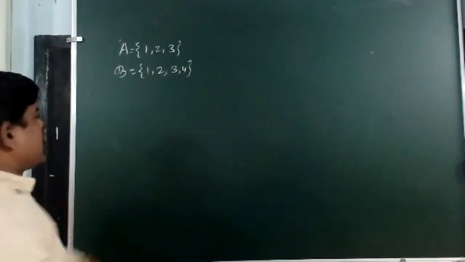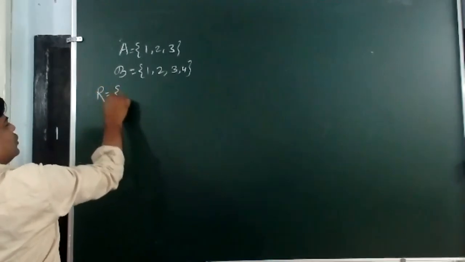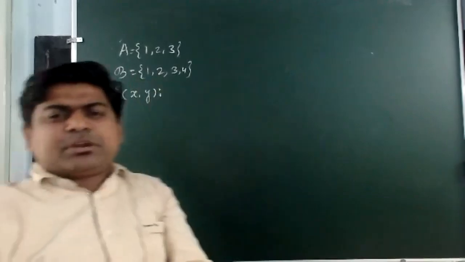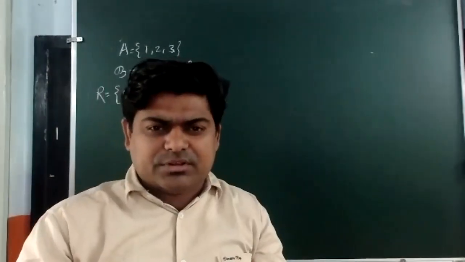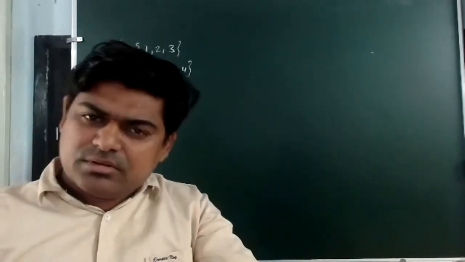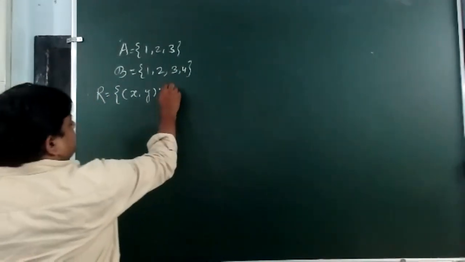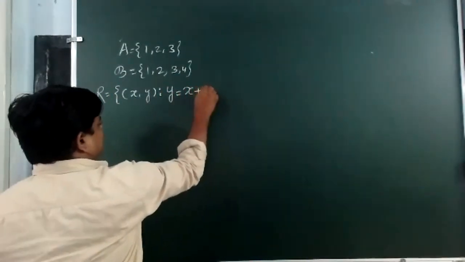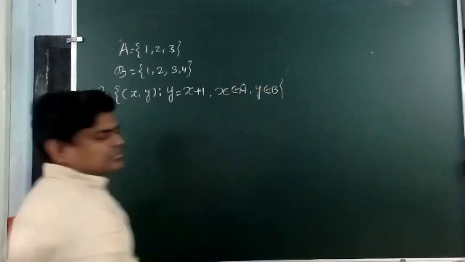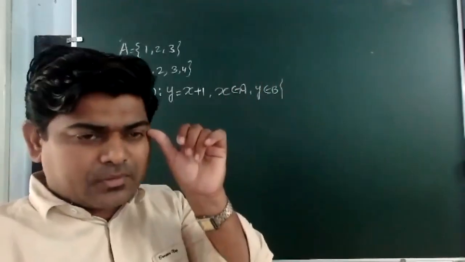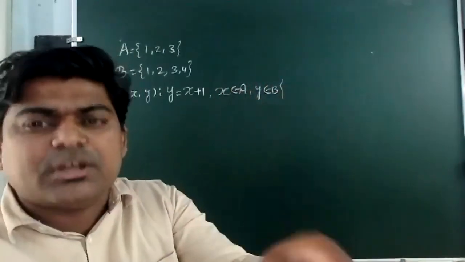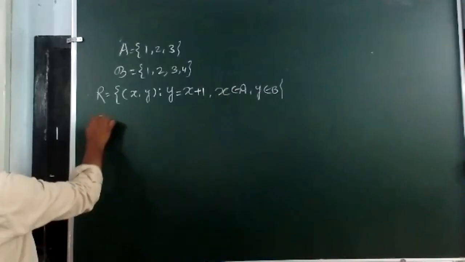Yes, and then after I am going to write R is equal to (x, y), such that what is the relation between x and y? I am going to give that definition. As I told you, in different questions, that relation may be different between x and y. So now I am writing here y is equal to x plus 1. Now x belongs to A and y belongs to B, because the relation has been defined from A to B. Now this relation has been given in set builder form. Now the same relation I am going to write in roster form.